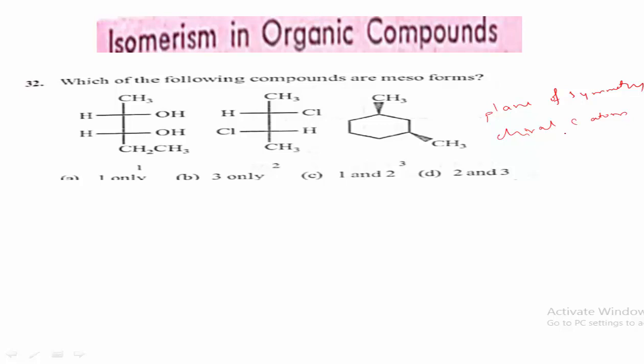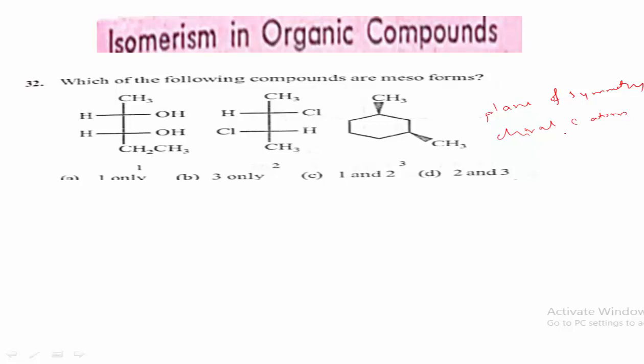Okay, students. Compounds having a chiral center or chiral carbon atom and having a plane of symmetry or center of symmetry are known as mesocompounds. This is the definition for mesocompounds. Now come to the structures.